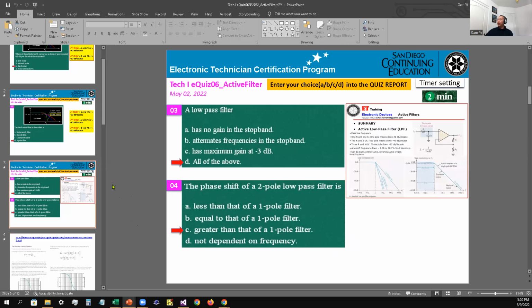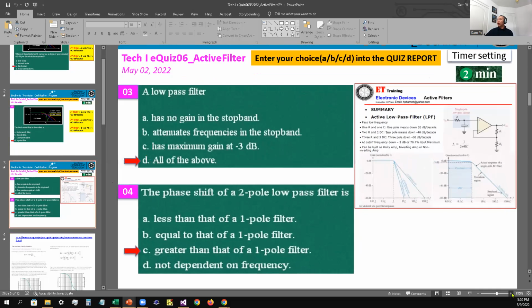Number 3, a low pass filter. Ideally a low pass filter has no gain in the stop band. At the cutoff, the voltage should go to 0. Ideally from here it drops down to 0 automatically. This is the ideal situation, attenuating frequencies in the stop band. As you can see, the signal keeps being attenuated as it drops.